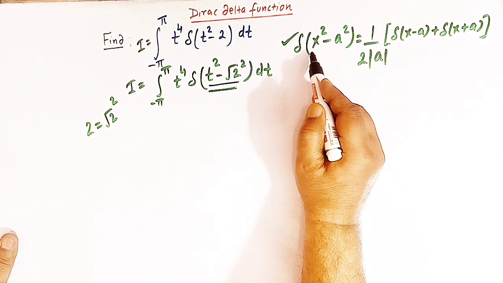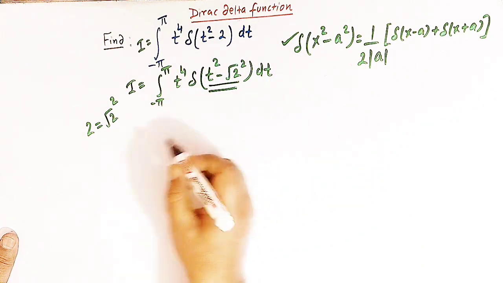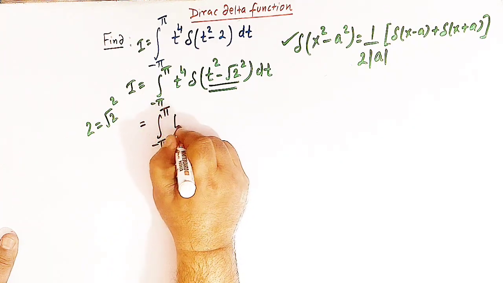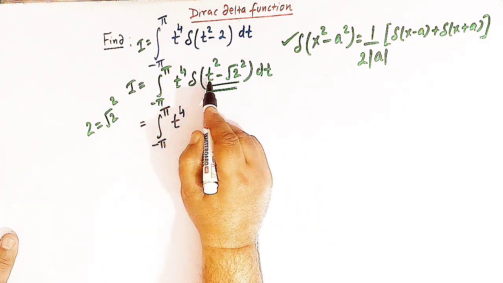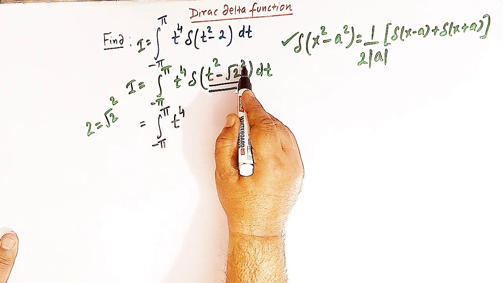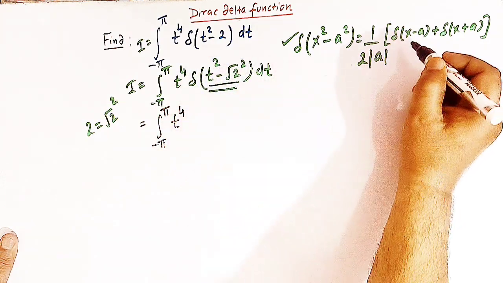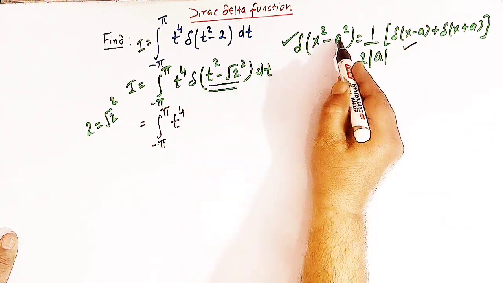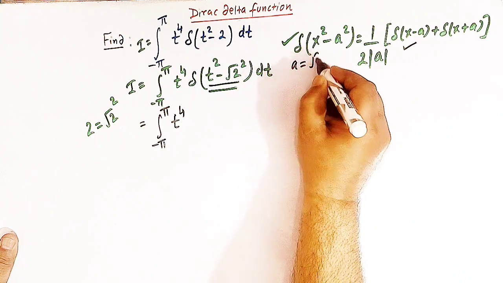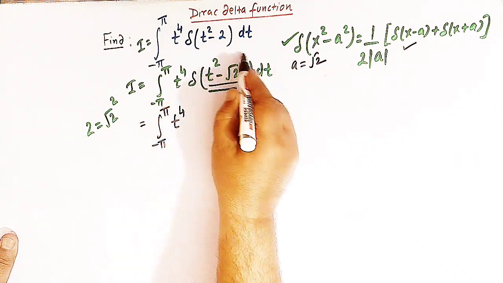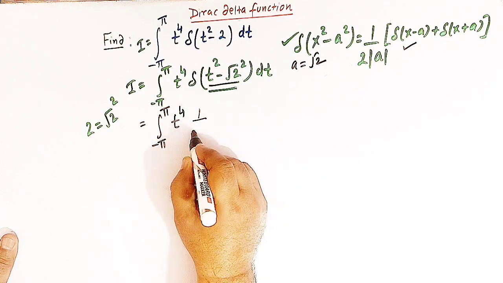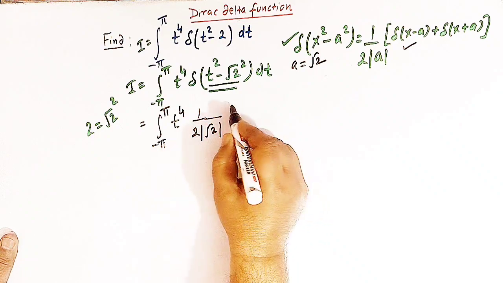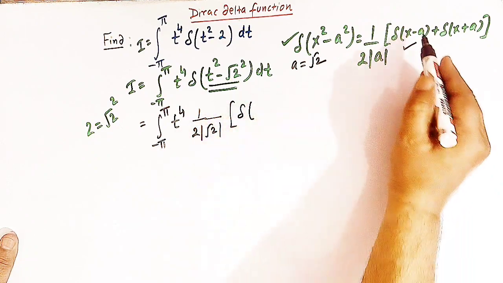So now let us apply this property to this delta function. So we have here the integral from minus pi to pi of t raised to 4 times delta of t square minus root 2 square, which can be written with the help of this expression. If we compare these two expressions, then the value of a is the square root of 2, right? So now this delta function is equal to 1 over 2 times the absolute value of square root of 2, and then we have delta of x minus a.